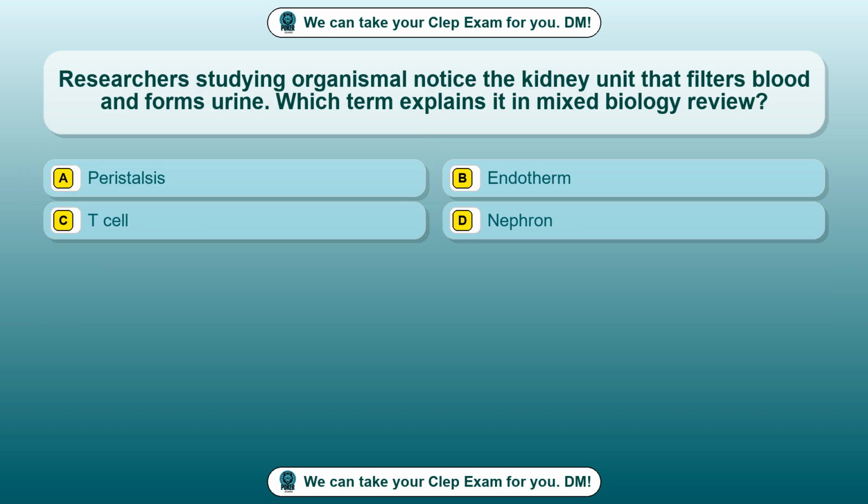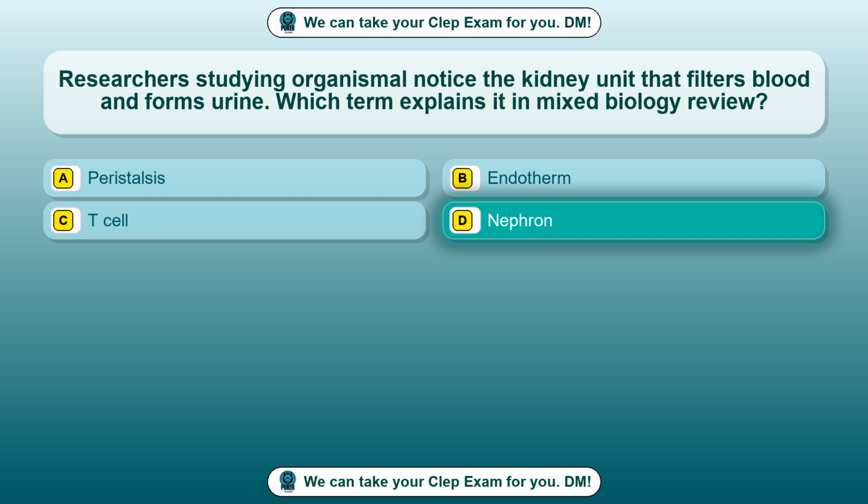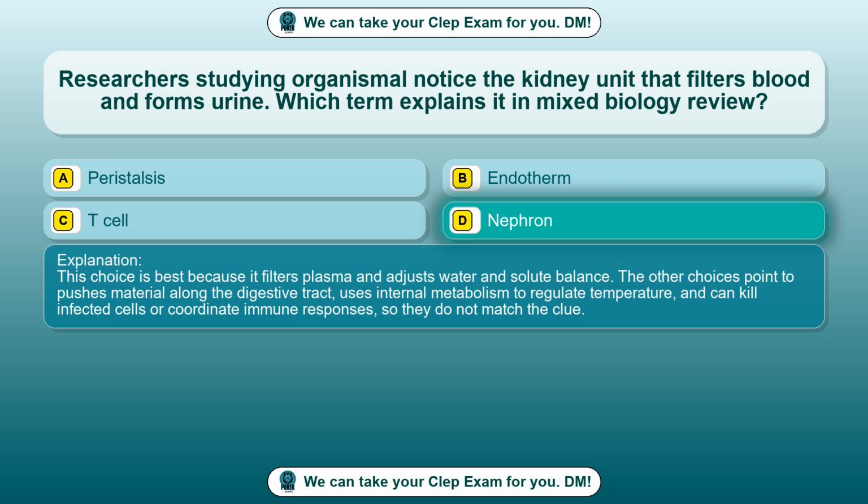Question 19. Researchers studying organismal biology notice the kidney unit that filters blood and forms urine. Which term explains it in mixed biology review? Option A, peristalsis. Option B, endotherm. Option C, T cell. Option D, nephron. The correct answer is option D, nephron. This choice is best because it filters plasma and adjusts water and solute balance.